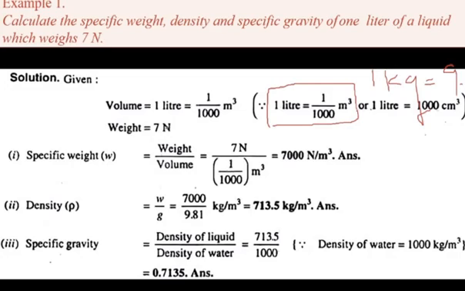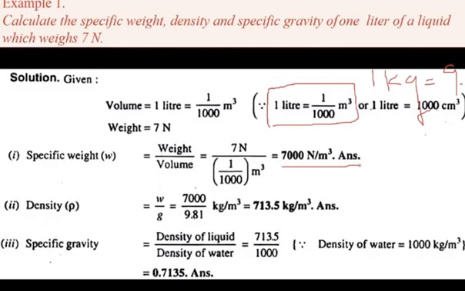So weight is 7 Newton given. Whenever it is in Newton, we have to take the volume in meter cube, because of the SI system, we have to follow the same pattern. So weight is 7 Newton, so volume is 1 by 1000 meter cube. So whenever we calculate, we will get the answer as 7000 Newton per meter cube as the specific weight.